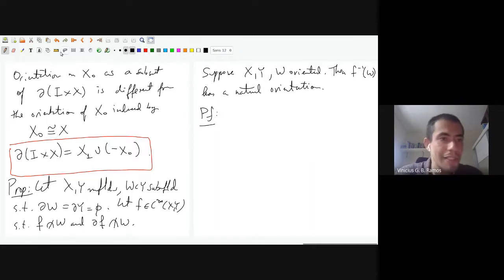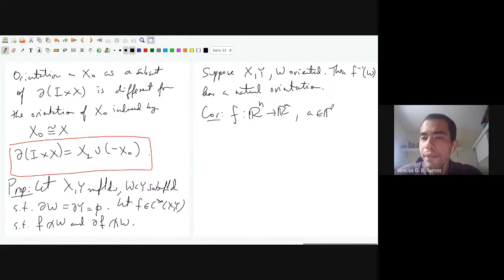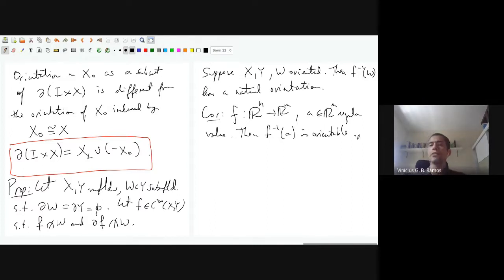Okay, so let me just say this as a corollary. The corollary is that if you have a function from Rn to Rm, and A in Rm is a regular value, then the preimage of A is orientable. It has the natural orientation, because, of course, Rn and Rm have natural orientations. Okay? All right, so let's look at the proof of the proposition.